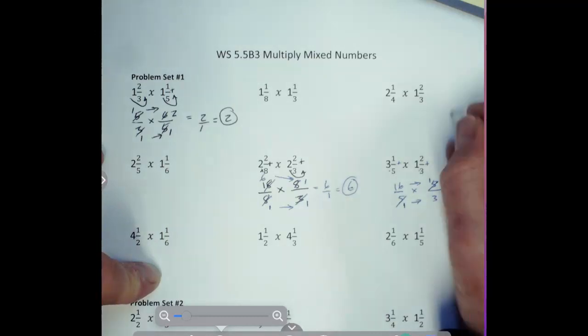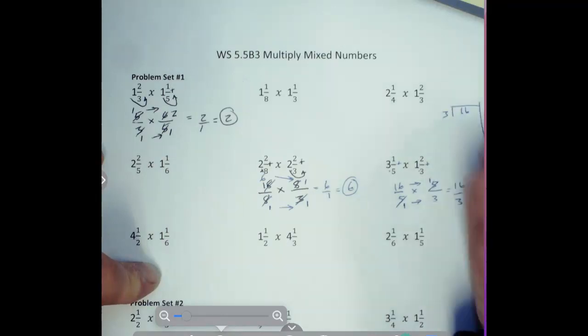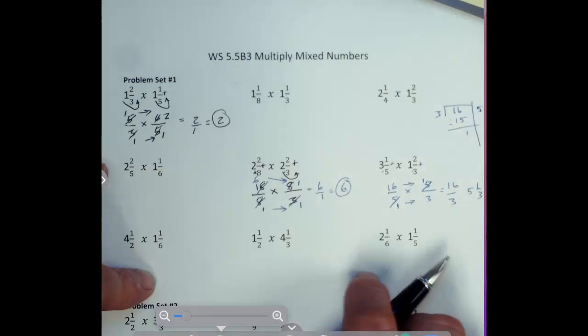And if you forgot how to do that, here's a quick tutorial. Here's 16 divided by 3. Go in there 5 times. 5 times 3 is 15. Subtract out, we got 1 left over. Here's my answer, 5 and 1/3. 5 wholes and 1 part left out of 3. Okay, good luck. I'd like you to do both sets.